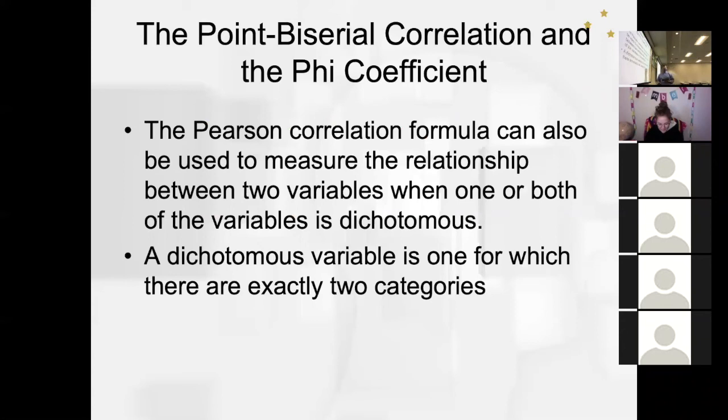All right. So we can also run what's called a point biserial correlation and get a phi coefficient. And we do this when one or both of those variables is dichotomous. And when I say dichotomous, what do I mean? Yeah, exactly. So two options, right? Yes, no, left, right, up, down.